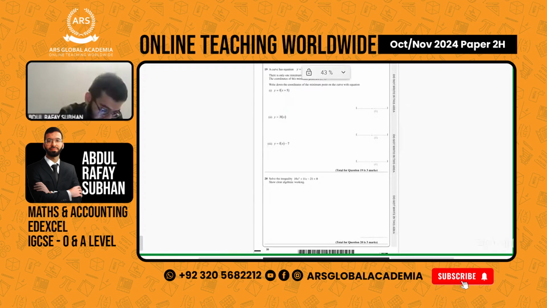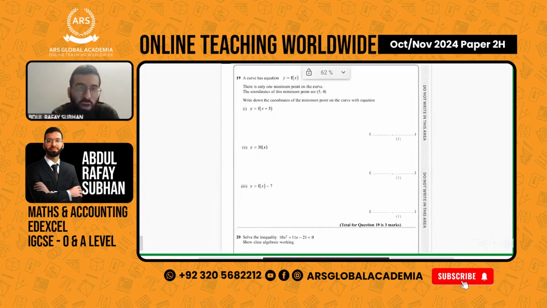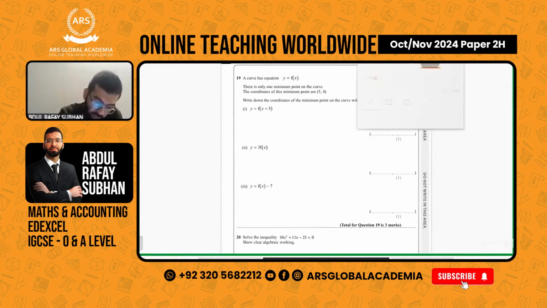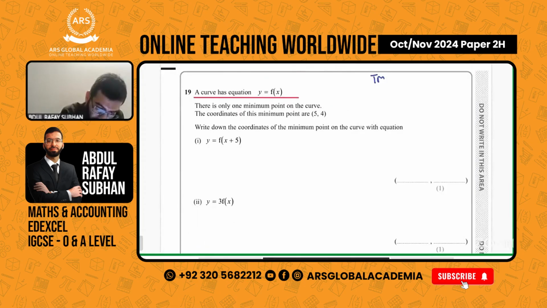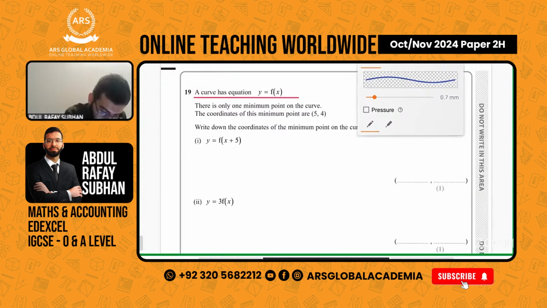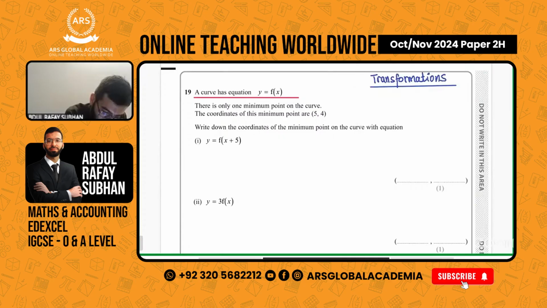We have recently done topical past papers of this. Question number 19 is on transformations, and we have to solve this. There is only one minimum point on the curve, okay? So we have got this clear from the examiner. Only one minimum point is there on the curve. We have to write down the coordinates of the minimum point on the curve.